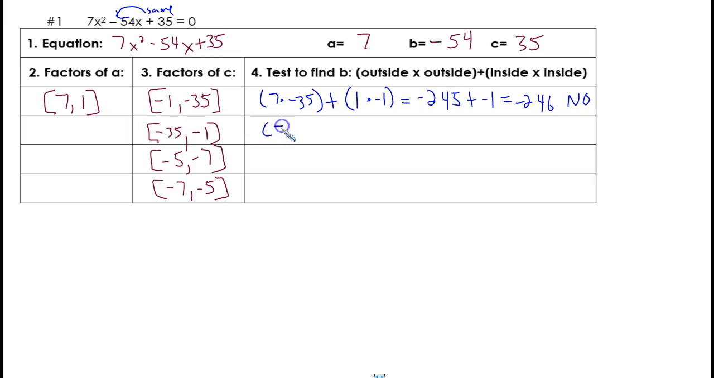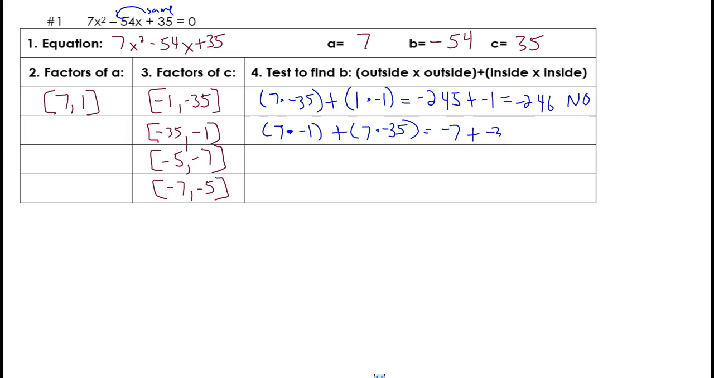7 times negative 1. And then 7 times negative 35. And you can see why we have to change the order here, because 7 times negative 35 is very different from 7 times negative 1. Well, we'll test this one out. We get negative 7 plus negative.